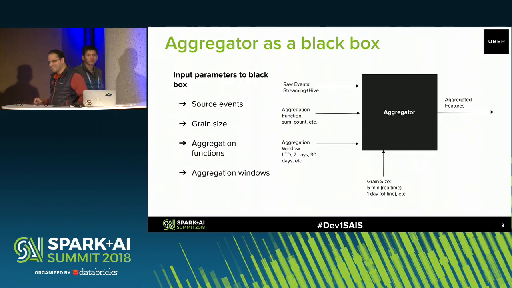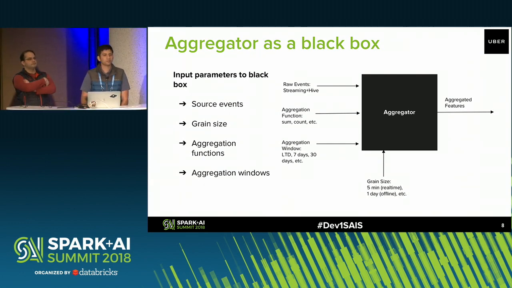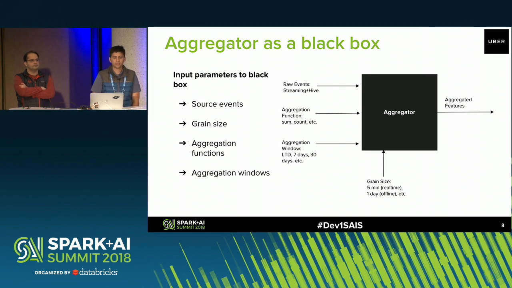Thanks, Amit. Hello, everyone. So before we jump on to the architecture, let us try to identify some of the parameters that are needed to compute an aggregated feature. The first parameter is the data. Now, this data in the offline ecosystem is stored in Hive, and in the real-time ecosystem, it comes through streaming Kafka events. The second parameter is the aggregation function.